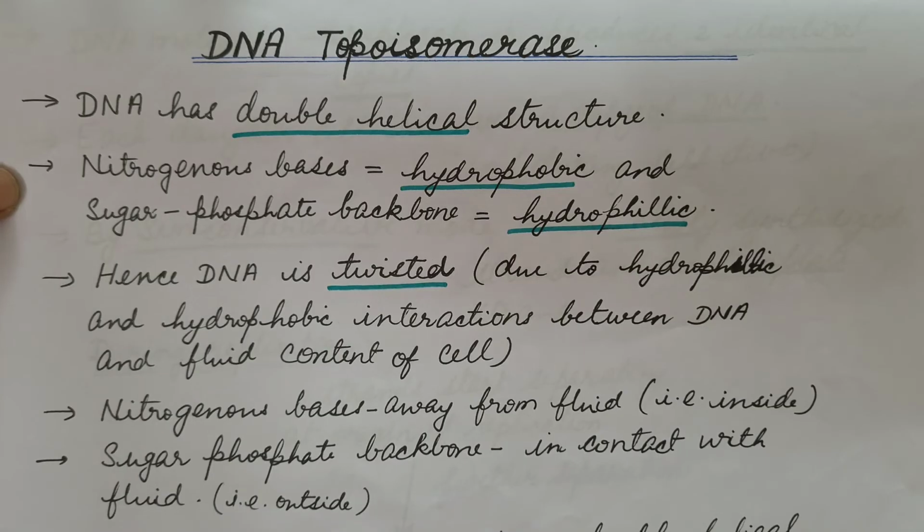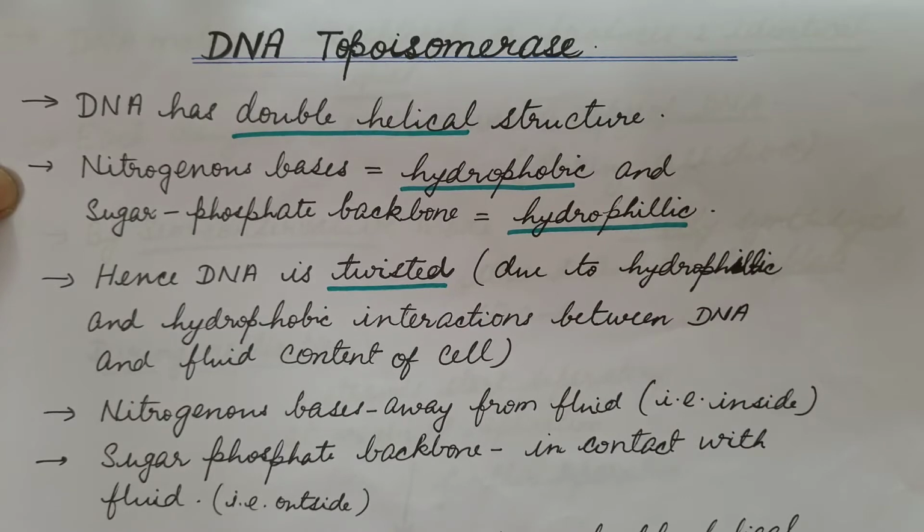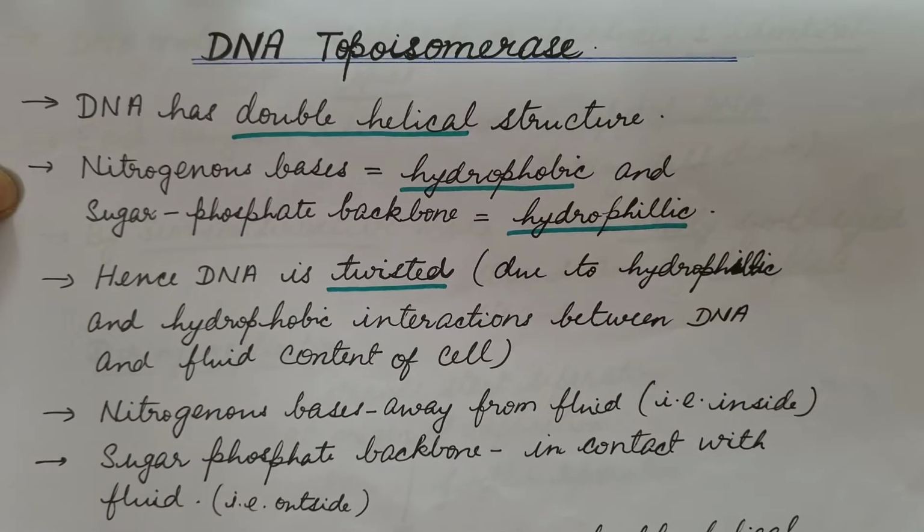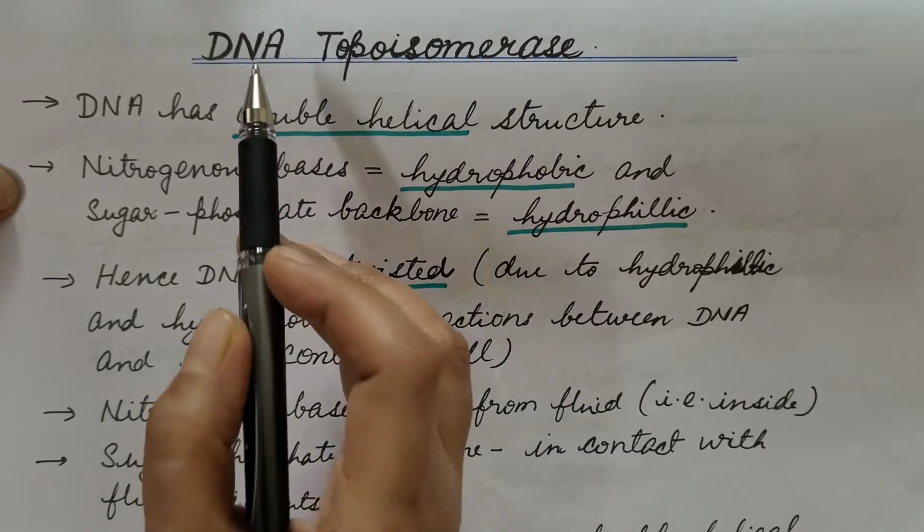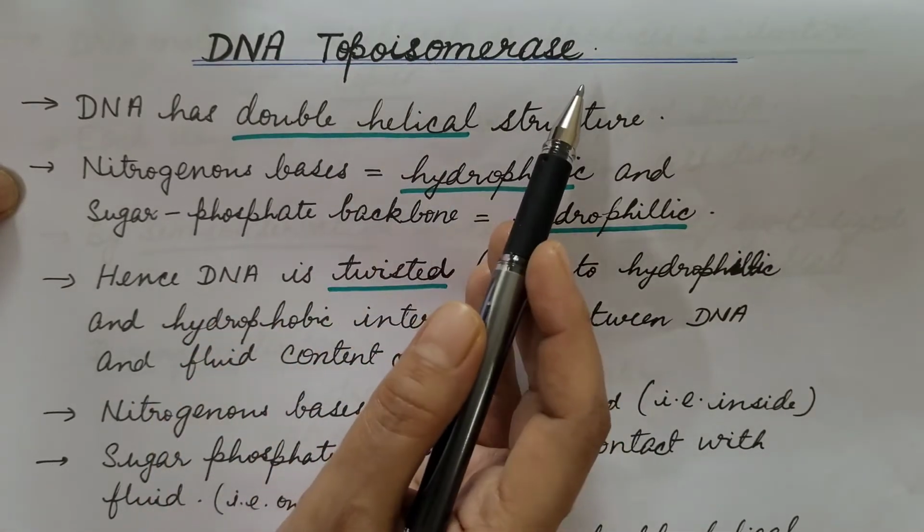Hello friends, we are discussing enzymes and proteins that are involved in DNA replication. We have already discussed DNA helicase, single strand binding protein and primase. You can refer to my video, the link is given in the description box. Today we are going to discuss DNA topoisomerase.